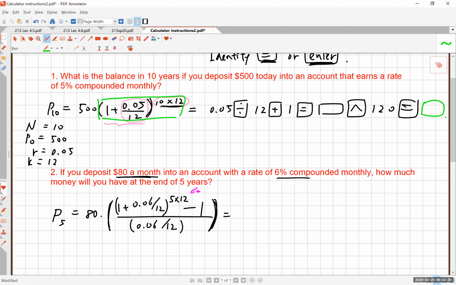Right here, you stop your calculation for a little bit and find out what the green number is. That's going to be bigger than 1, obviously, because you're raising a number bigger than 1 to a positive power. Then you multiply this by 500 and press the equal button. So this is pretty simple. Now I will show you how to do these operations on your calculator.